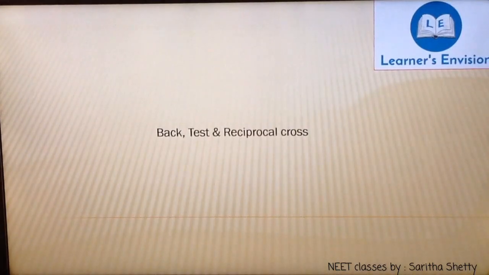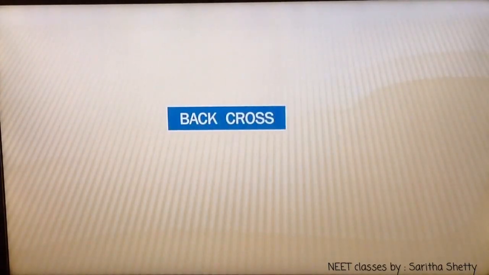Hi there, students. Mendel, after performing monohybrid and dihybrid crosses, needed to confirm if the results obtained by him were authentic. In order to do that, Mendel performed the back cross, test cross and reciprocal cross. So we move on to back cross.